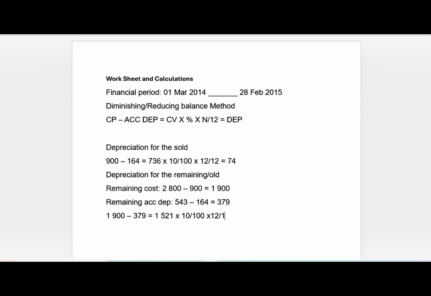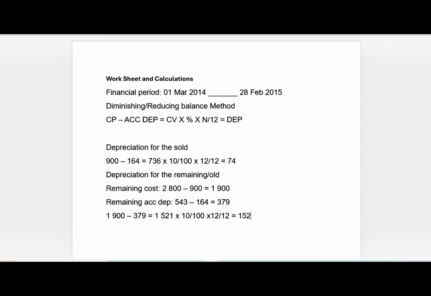From there, I'll multiply by 10%, divide by 100, and then remember it was there for the whole year, 12 out of 12. It's remaining for the year as well. So multiply by 10 out of 100, multiply by 12 out of 12. Let's see how much we are getting there. 1,521 multiplied by 10 out of 100, multiplied by 12, divided by 12. So I am getting 152.1, which we have to round off to the nearest rand or whole number. So the depreciation for the remaining is 152.